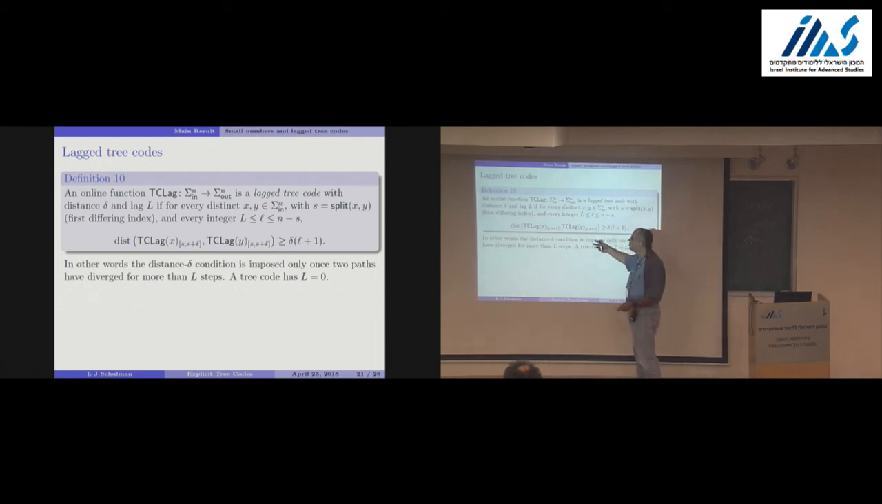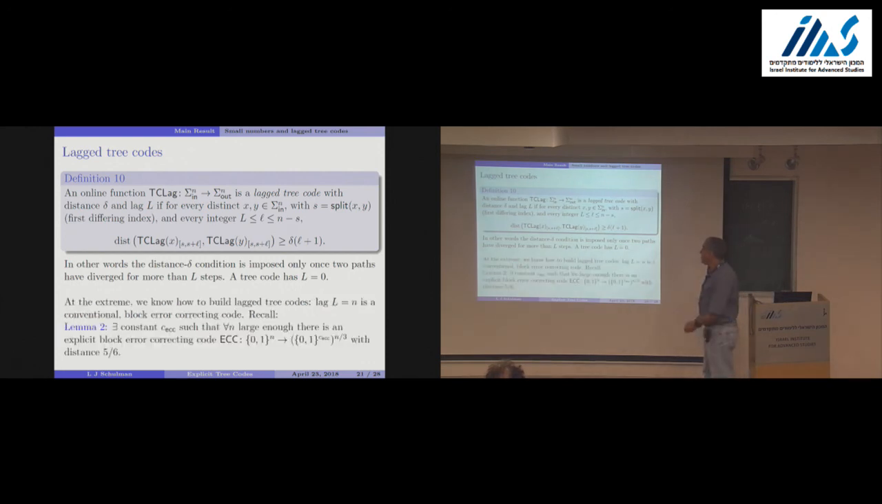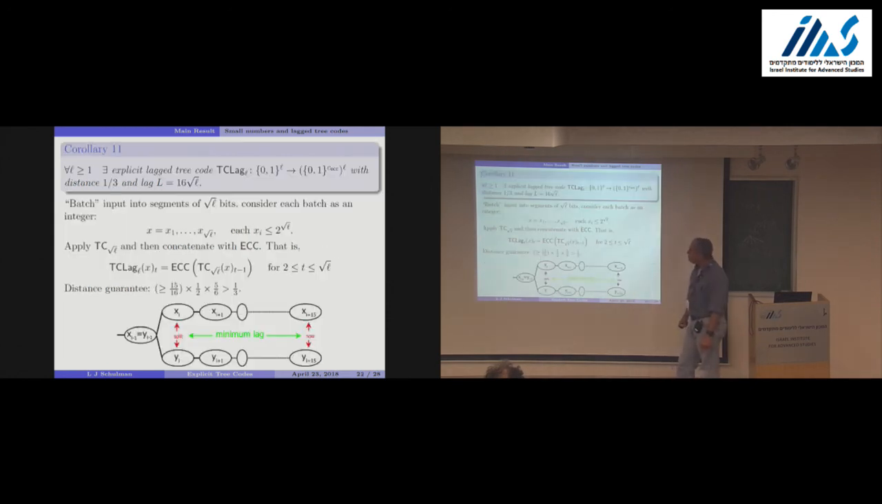A lag tree code is one in which I just say, look, I wait till, like, 16 times the lag has elapsed before I care about distances. So I don't demand distance right away because I know I can't. Okay. So if you allow huge amounts of lag, then this is just block error correcting codes. And I'm just reminding you of this theorem of Shannon.